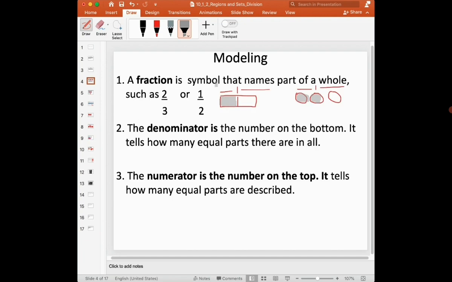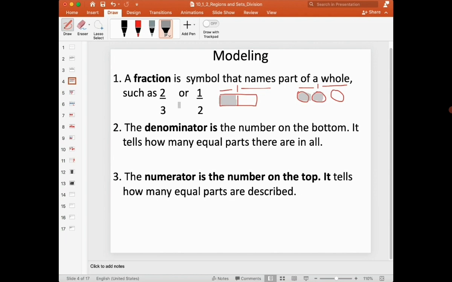Okay, so a fraction is a symbol that names part of a whole, such as 2/3 or 1/2. So remember that we reviewed fractions when we talked about angles as fractions are part of a circle. Our denominator is the number on the bottom, and it tells how many equal parts there are in all. The numerator is the number on top. It tells how many equal parts are described. So when we look at the fraction 2/3, 3 is the denominator.